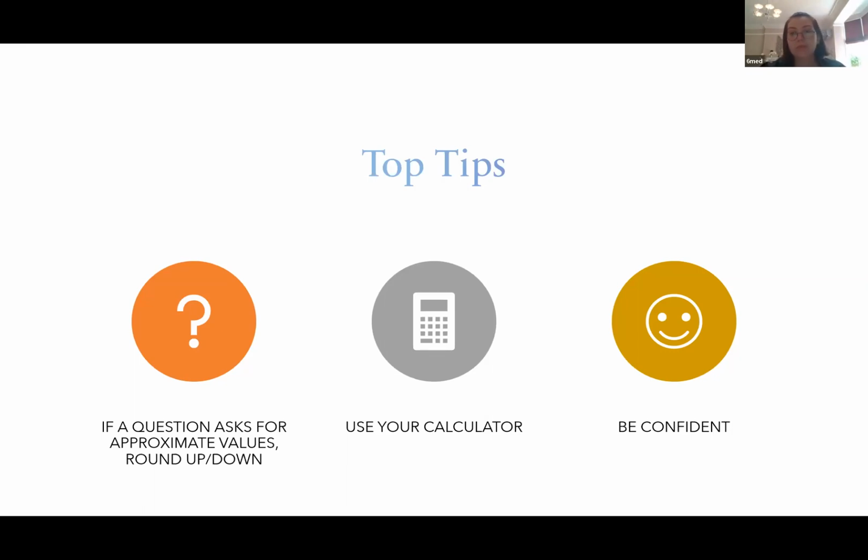Use the calculator, but don't over rely on it. If it's something you can do in your head, try to do it in your head because it's so much quicker. But use your calculator if you do need it, and be as confident as you can. Don't beat yourself up over answers. Don't let one difficult question mean that you're going to struggle for the rest of it. Just be confident and move on. And like I said before, some questions are a lot easier than others, and this will balance out. So hopefully that makes sense.